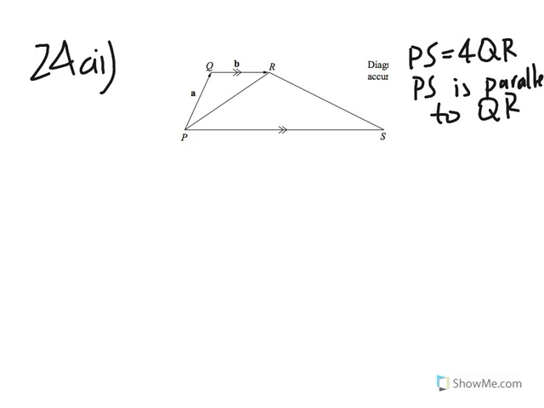Okay, so for 24a1, they're asking you to calculate the vector PS. Now notice, when you're doing vectors, you basically want to get from here, P, to S. What they say in the question is actually PS is equal to 4QR, which is this vector here. And they also say that PS is parallel to QR. Meaning, if they're parallel, they must have the same direction. So this direction and this direction are the same. So the direction is fine.